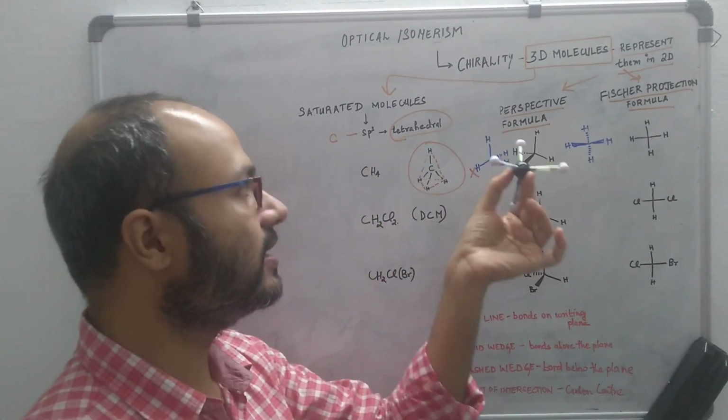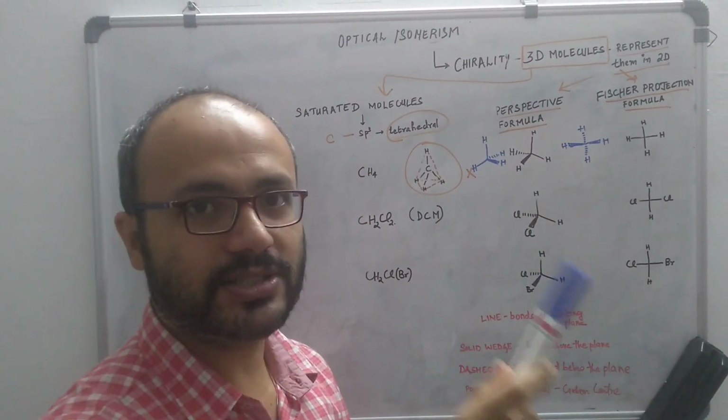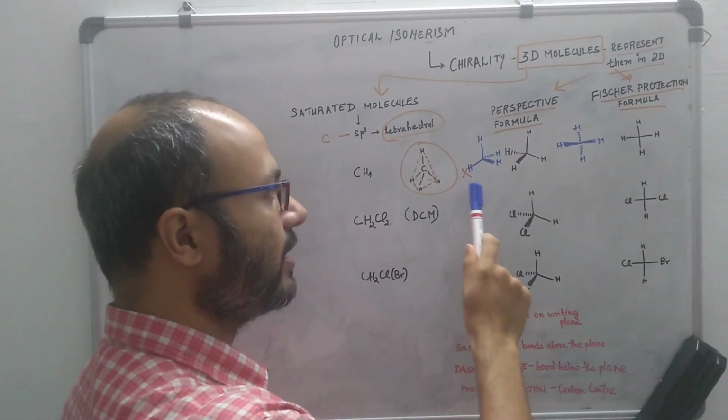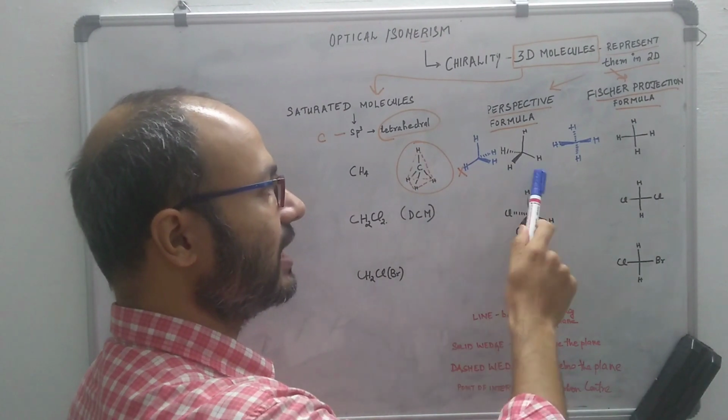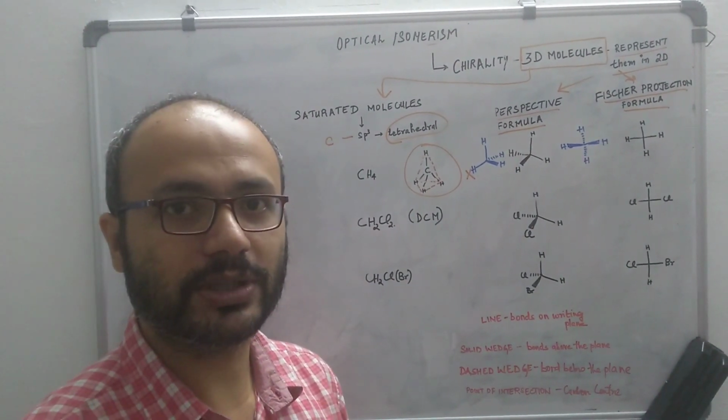and then try to visualize this and make this. So this is your work for today. Make the methane structure and the corresponding perspective formula. Today we only looked into the perspective formula. The simplest one is methane.